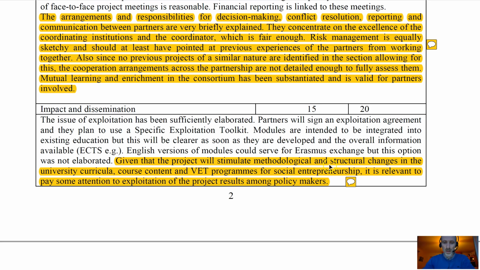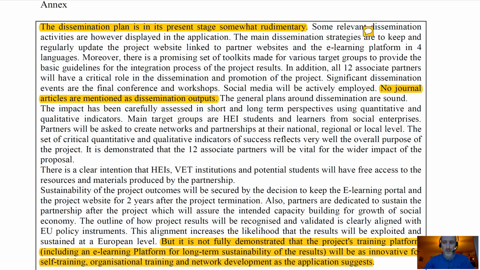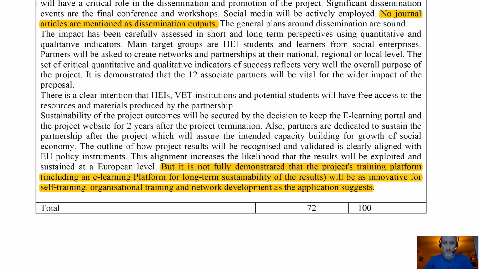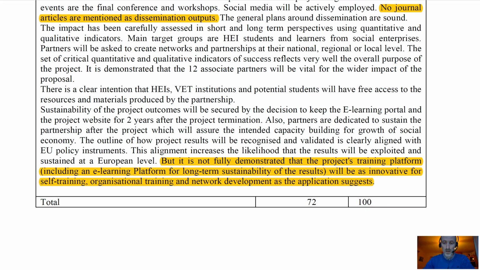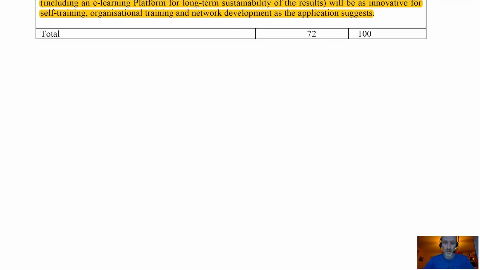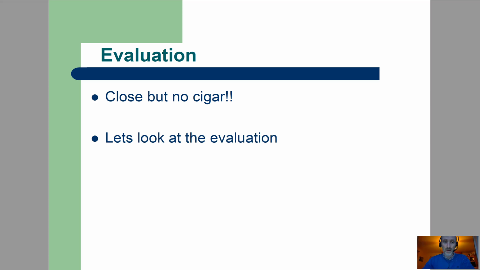Impact dissemination scored well. We need to pay more attention to the exploitation of results amongst policymakers. So a target group that we missed in our dissemination activities. No journal articles mentioned, so that's something that could be added in a resubmission. And not enough information on the training portal sustainability after the project ending. So 72 out of 100, so that was very close. The threshold was 75 for funding. So unfortunately, we didn't secure funding on this occasion for that bid.